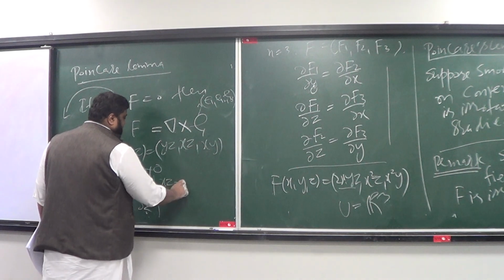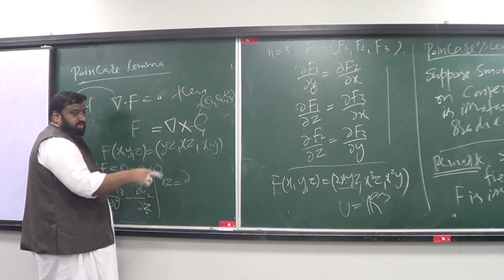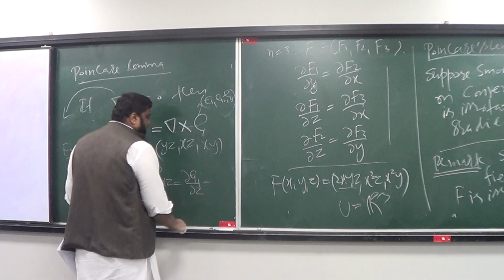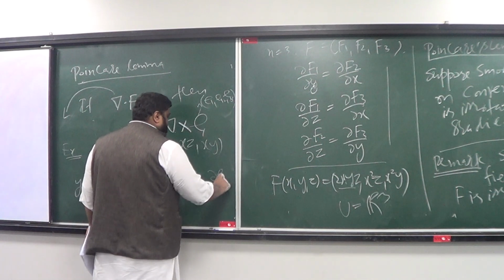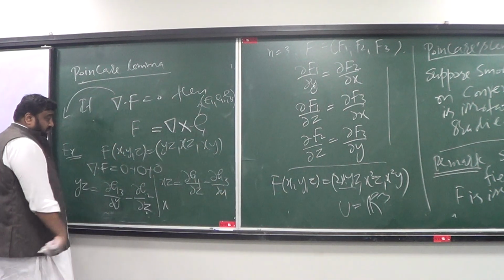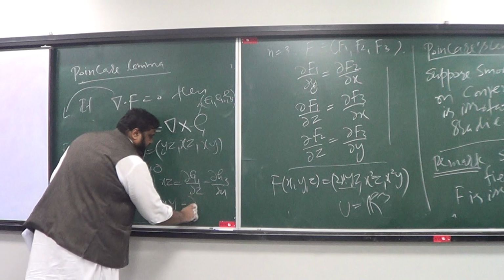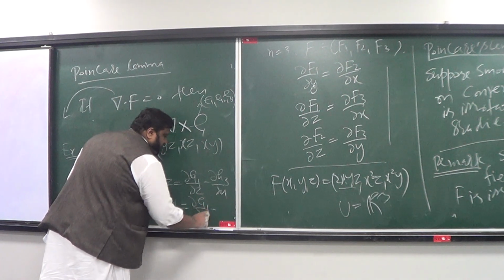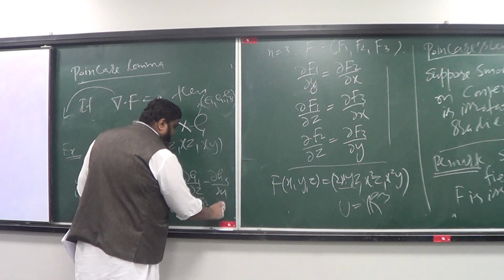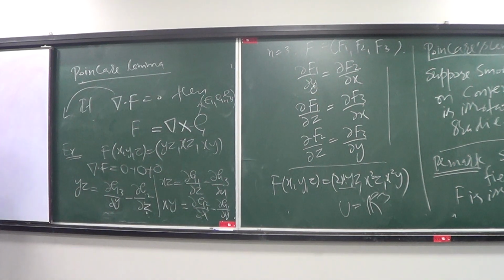So xz is partial, so I'm getting rid of the middle term, so it's gonna be G1 with respect to Z minus derivative of G3 with respect to x actually, okay? And the third is going to be xy, so it's gonna be G1 with respect to y minus G2 with respect to x. Okay, so you got these three equations actually.